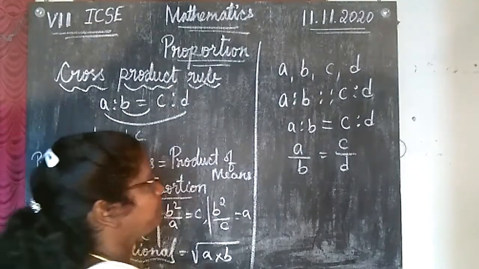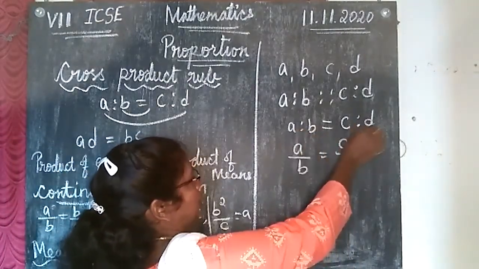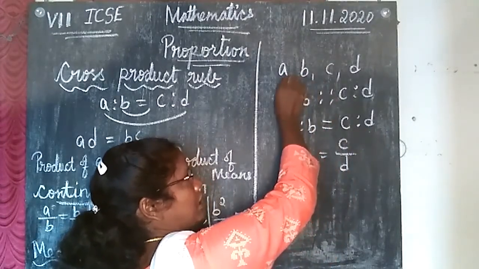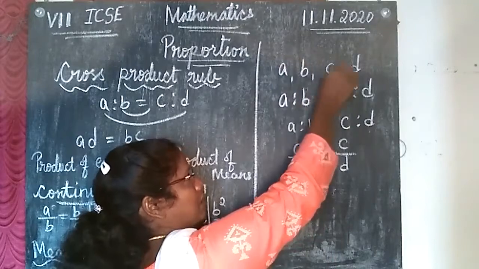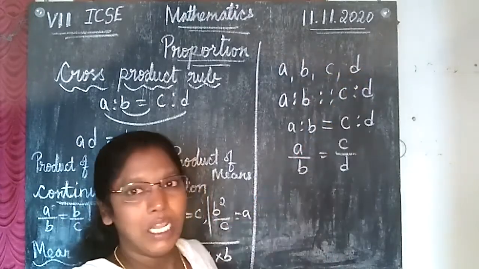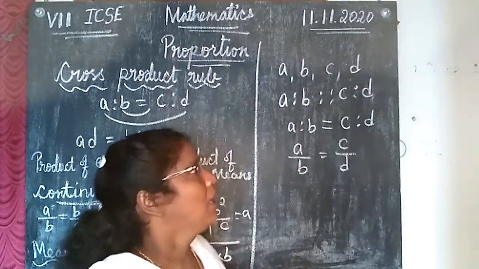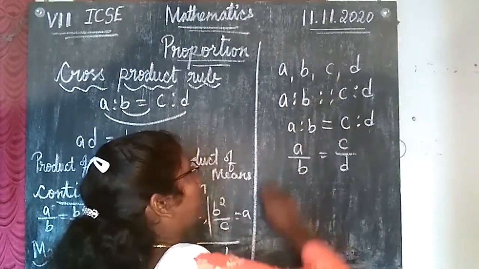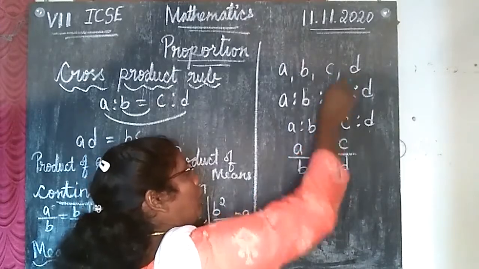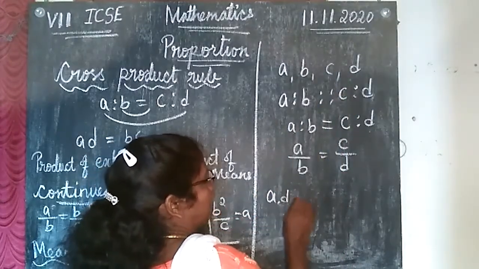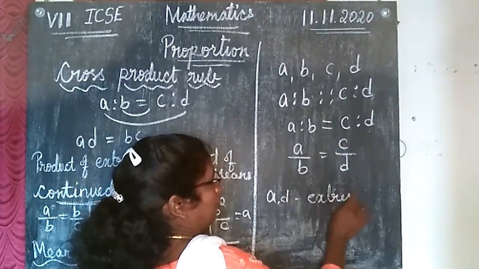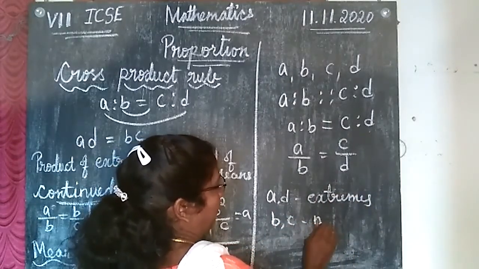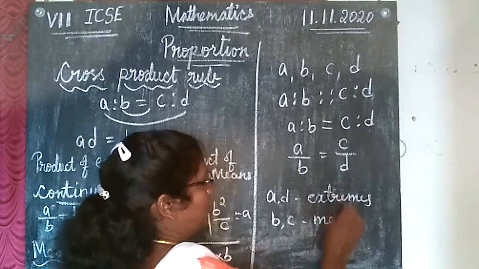Now listen. A and D. That means what? The first quantity or first term and the last term, A and D, are called extremes. B and C are called means. This you should keep in mind always. A and D are called extremes. B and C are called means.